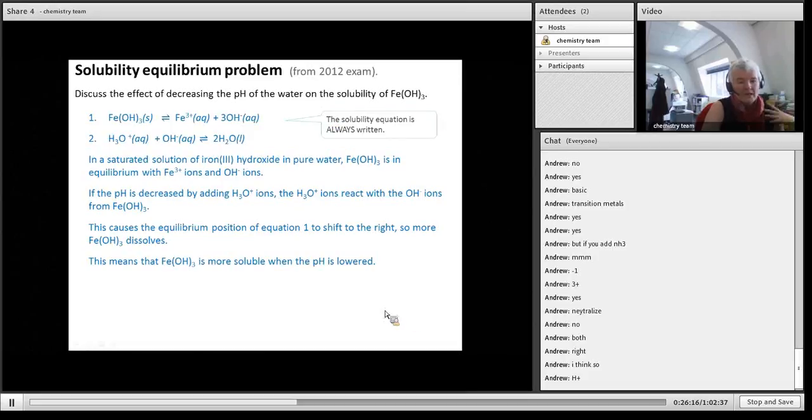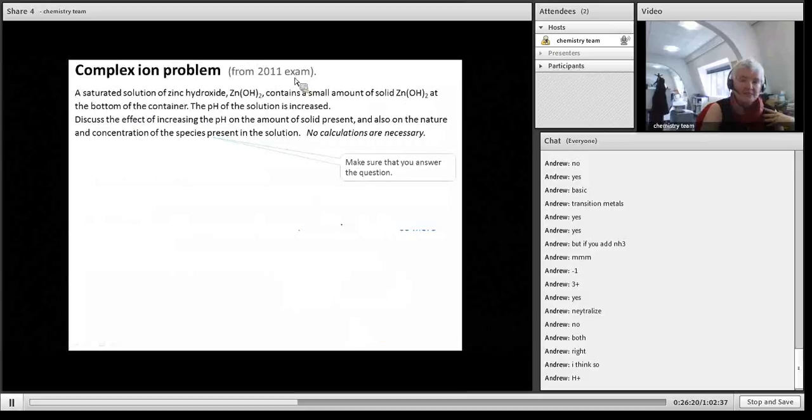Okay, so that's another problem. Here's one from 2011 from the previous standard. So we've got zinc hydroxide, and we've only got a tiny amount of solid zinc hydroxide in my saturated solution. So think of a beaker of solution with a bit of white zinc hydroxide at the bottom. Now I'm increasing my pH. So how is the solubility of my zinc hydroxide going to be affected?